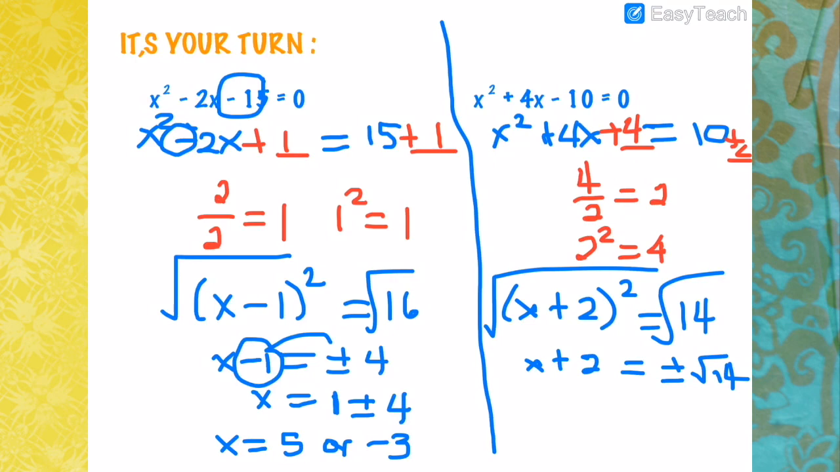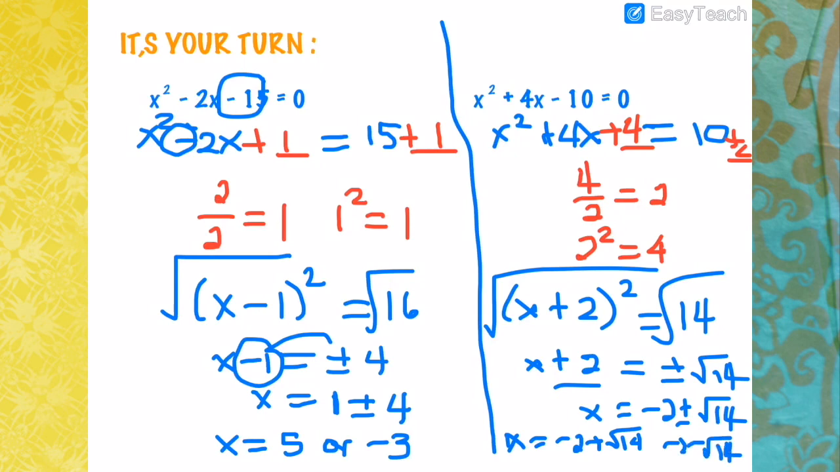Then we transfer positive 2 to the other side, or plus 2. It will be negative 2 plus minus root 14. Therefore, the possible value of x would be negative 2 plus root 14, or negative 2 minus root 14. Sorry, that should be square root. Okay, so negative 2 plus square root of 14, or negative 2 minus square root of 14.